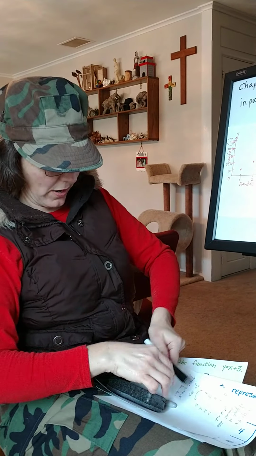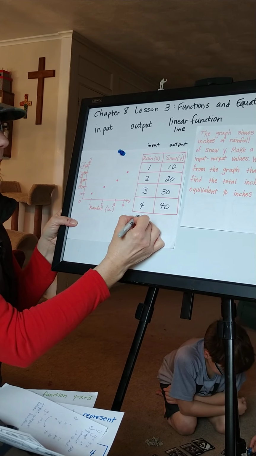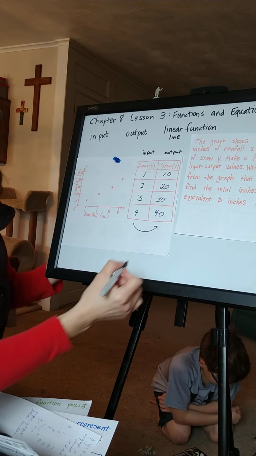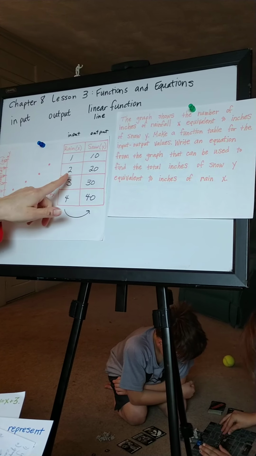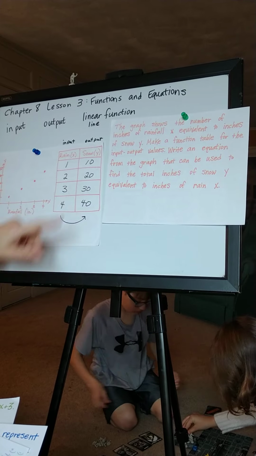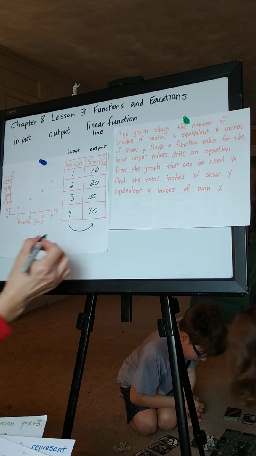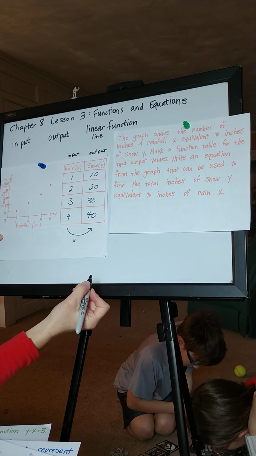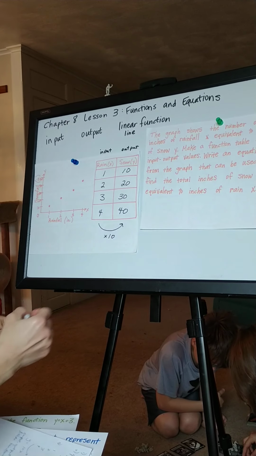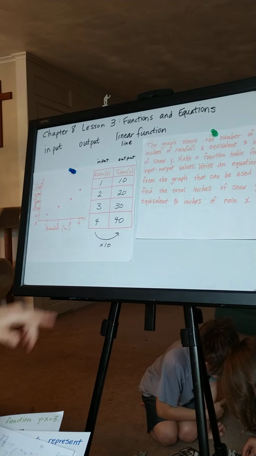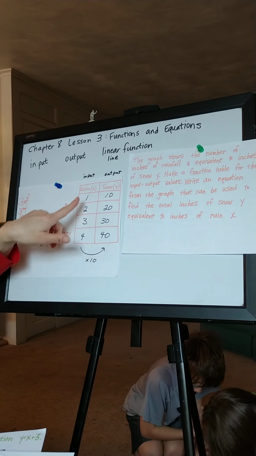So now we have to figure out, how did we go from the x to the y? Well, we could have added 9, but if we take 2 plus 9, that doesn't get us to 20. What's another way to get there? Multiply, right? What are we multiplying by? You got it, 10.